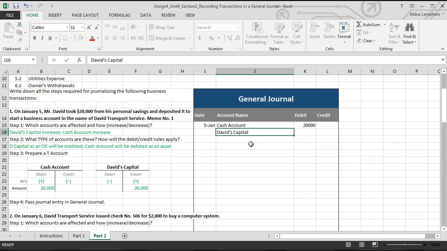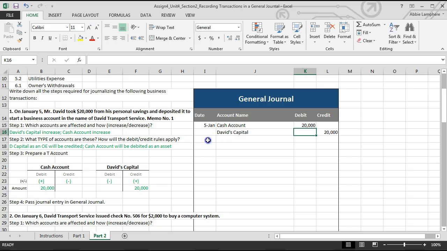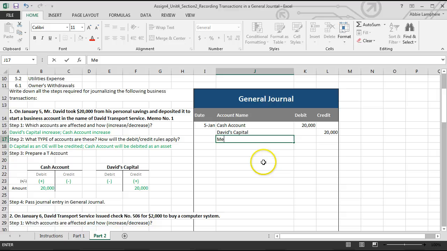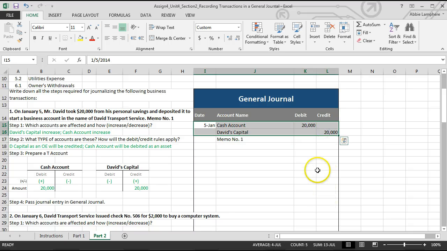David's capital being credited $20,000. Okay, then on this third line, this is where that source document comes in. And all we have to do is put memo number 1. Okay, that tells us that from the source, memo number 1, that was the document that gave us this transaction. And this is how it is recorded into the journal.